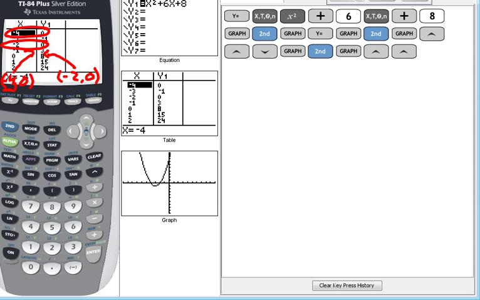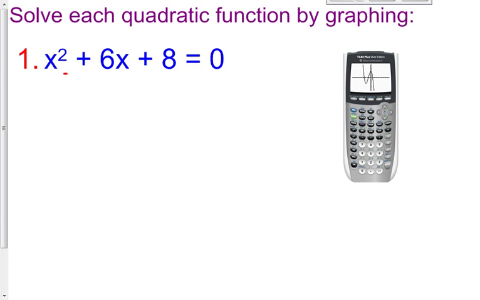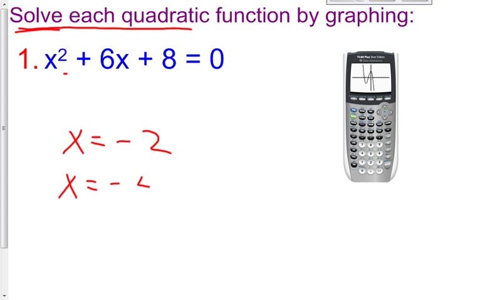We have a 0 at x equals -2, and then we also have a 0 at x equals -4. So that's what I want you to write down in your notes. Solve each quadratic equation, and solve means get x all by itself. So x equals -2, and x equals -4.